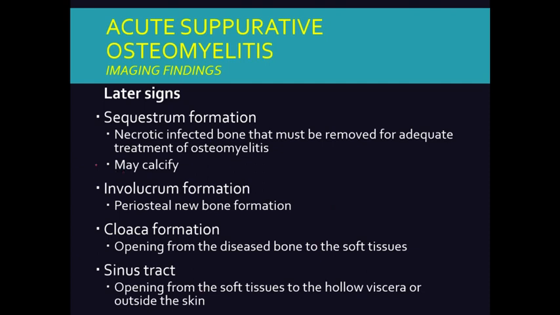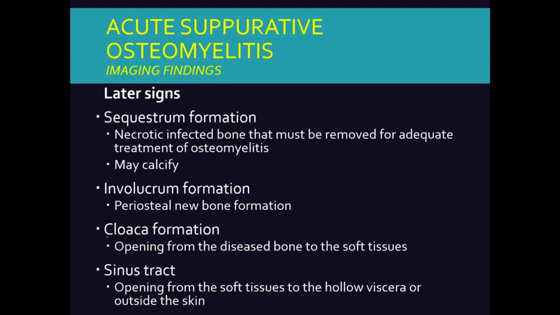So there's a sequestrum, a sequestered or separated fragment or portion. There's an involucrum, something that is trying to involute or kind of separate that sequestered portion. There's a cloaca, much like every other cloaca you've heard of in biology. It is some opening. And a sinus tract. Sinus tract is like a cloaca plus.